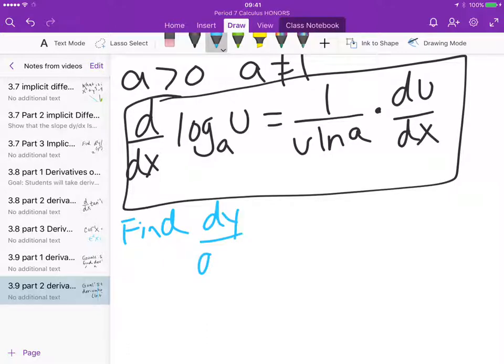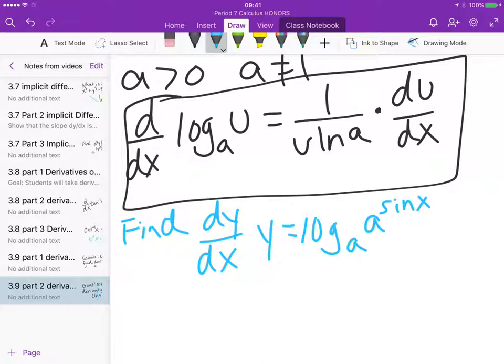dy dx of the function y equals log with a base a of a to the sine x. And this will also help us recap some of our previous log identities and log rules that we've dealt with in pre-calculus and trigonometry.